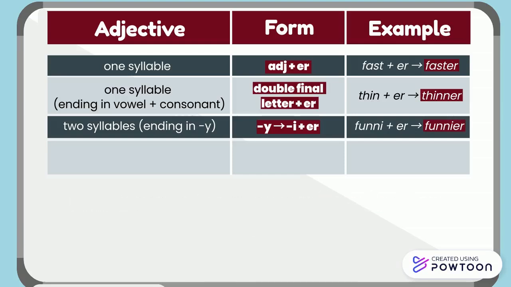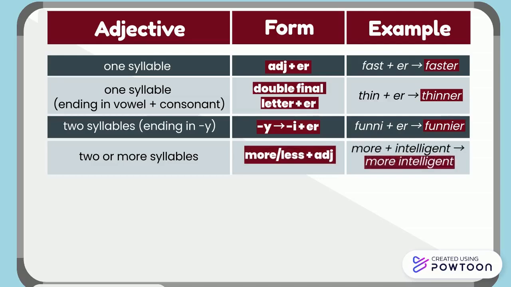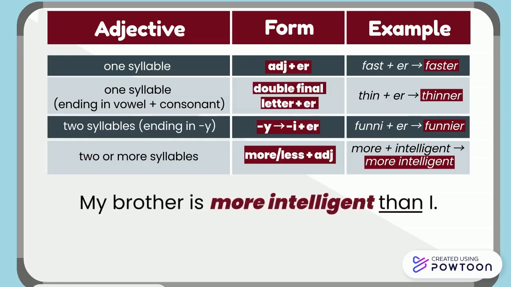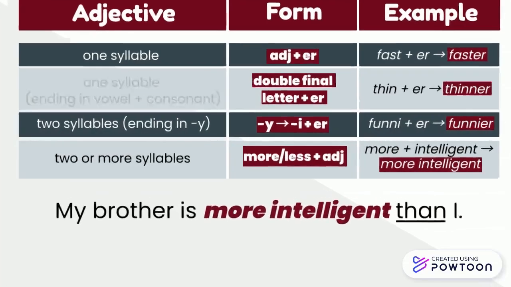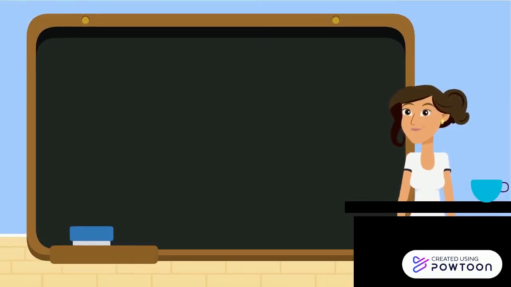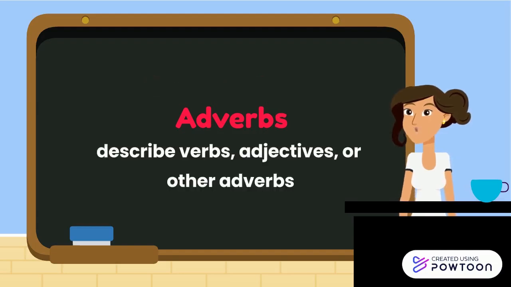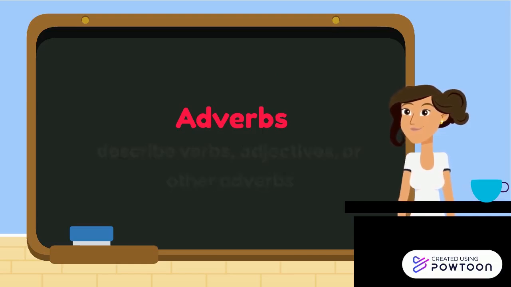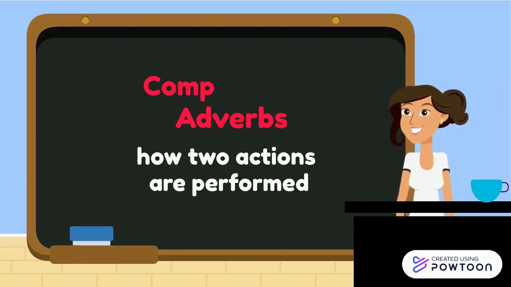For adjectives that are two syllables or more, we use the word more or less before the adjective. Intelligent becomes more intelligent or less intelligent. You could say, my brother is more intelligent than I. Now let's take a look at comparative adverbs. Adverbs describe verbs, adjectives, or other adverbs. They tell us how something is done. When we compare how two actions are performed, we use comparative adverbs.